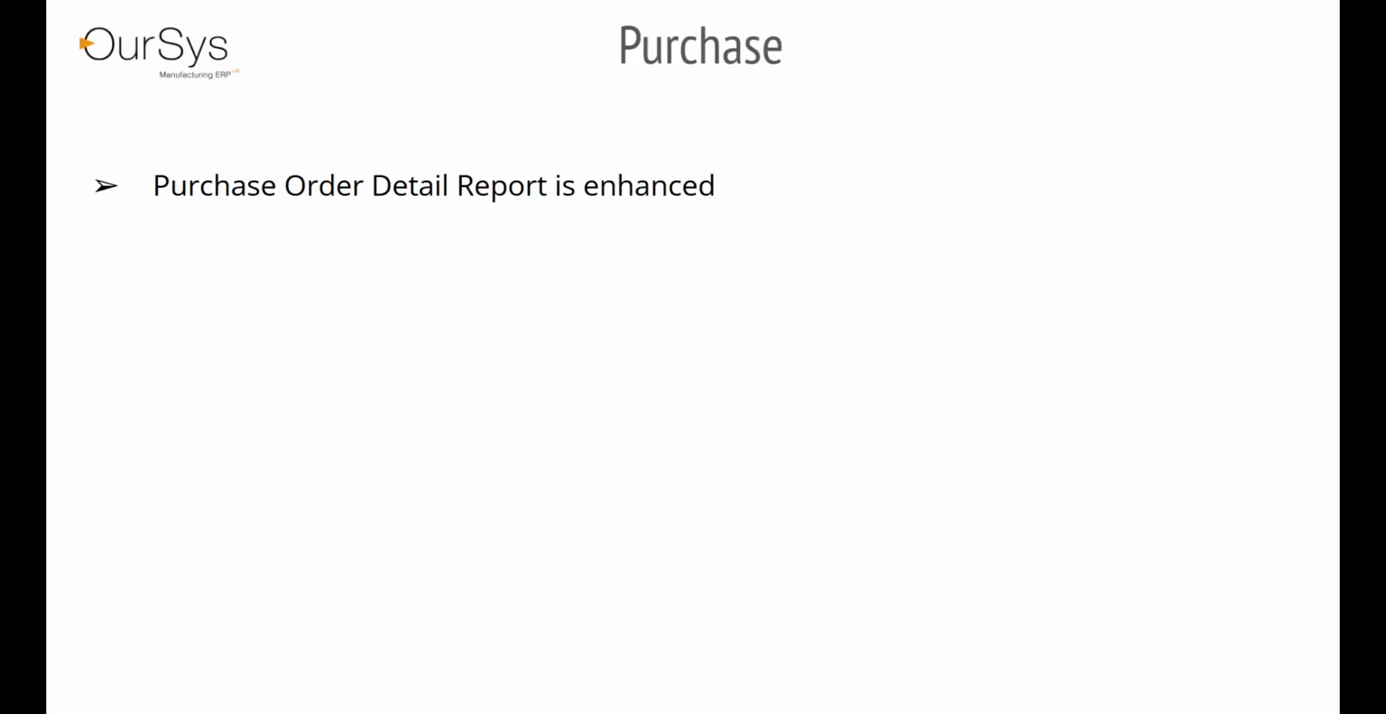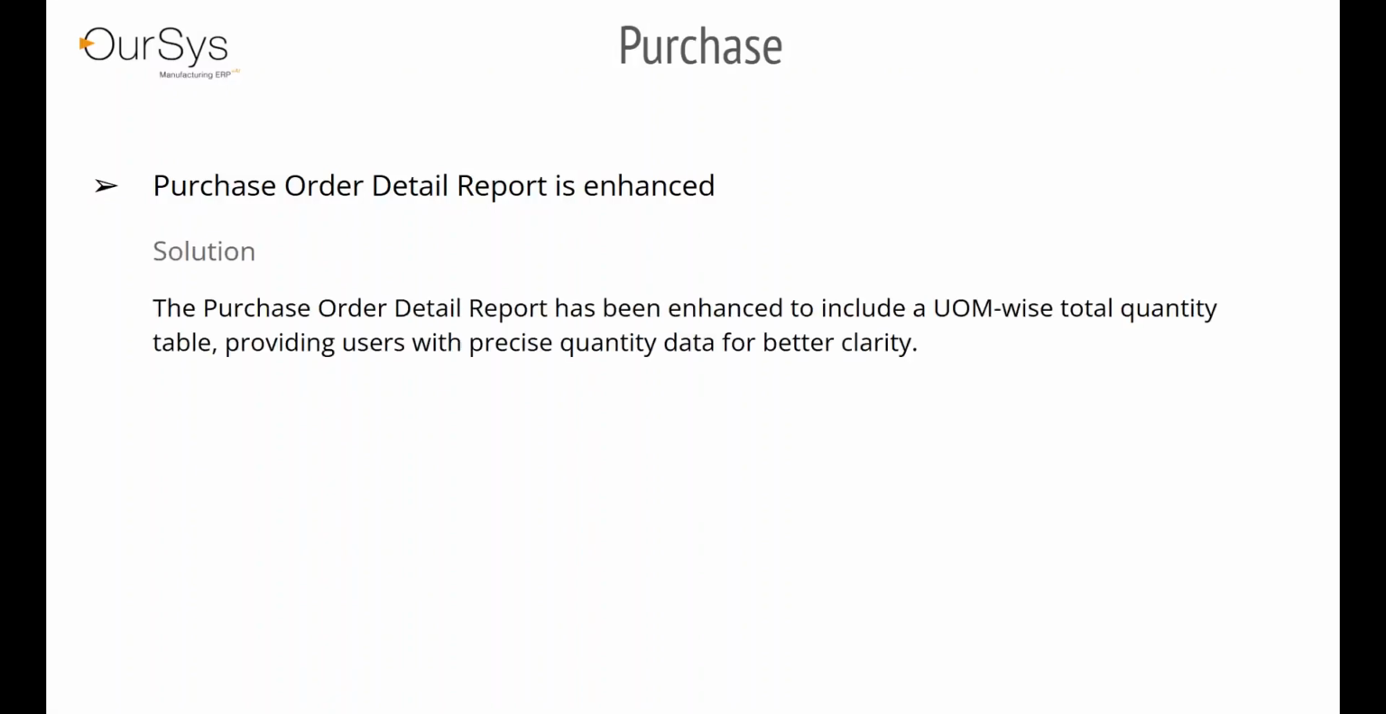Purchase order detail report enhanced. In this report, we have now included a table where you will be able to see the total of quantities of the product based on their unit of measurement. This helps the purchase officer to clearly see the exact quantity based on the different units of measurement.